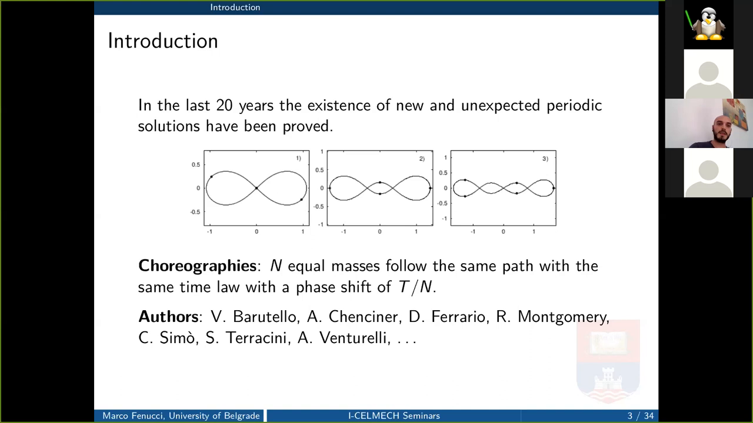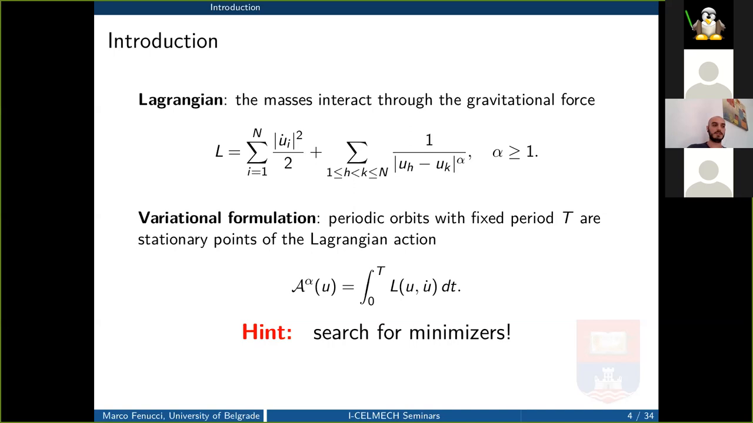And actually this orbit was found first with numerical methods, and then later the existence was proved by Chenciner and Montgomery in the year 2000. From the existence point of view, these orbits have another common point. Indeed, the technique to prove the existence of these orbits is more or less always the same, in the sense that they use the variational formulation of classical mechanics.